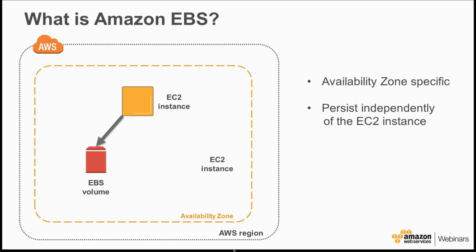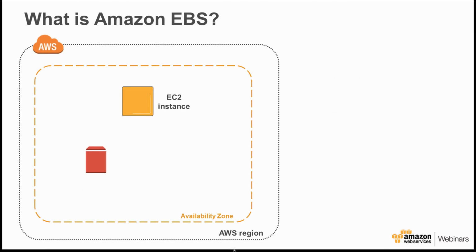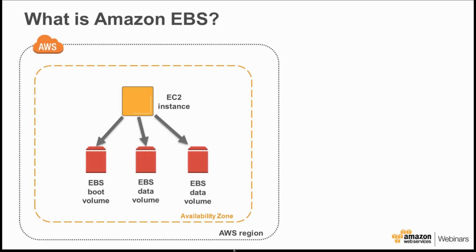Amazon EBS volumes are availability zone specific, and the data on those volumes persists independently of the EC2 instance. So you can detach your volume from one instance and attach it to another instance. Thus, Amazon EBS volume data persists independently of the instance. Now, an EBS volume can only be attached to one instance at a time, but many volumes can be attached to the same instance. For example, you might want to separate out your boot volume from your data volumes.